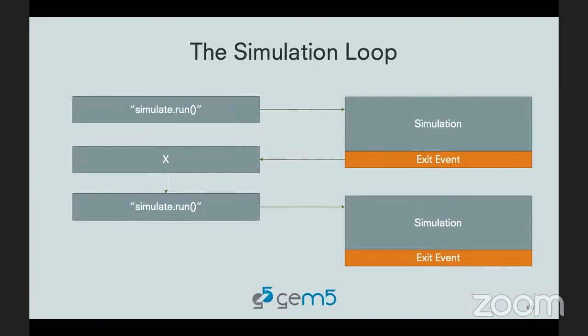But the moment you do simulate.run again, you're jumping back into simulation exactly where you left off and continuing to the next exit event. And at some point you reach an exit event where there's nothing to go back to. There's no Python. There's nothing after the last run. This is your last run. There's nothing else to go. Exit. You finish running gem5. Does everyone kind of understand what that is and why it's powerful?